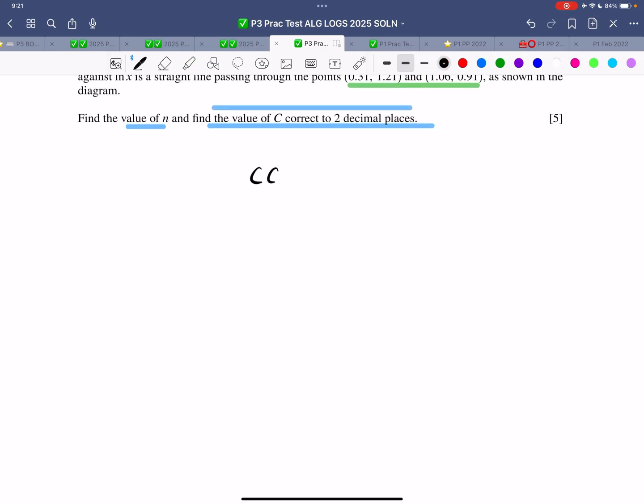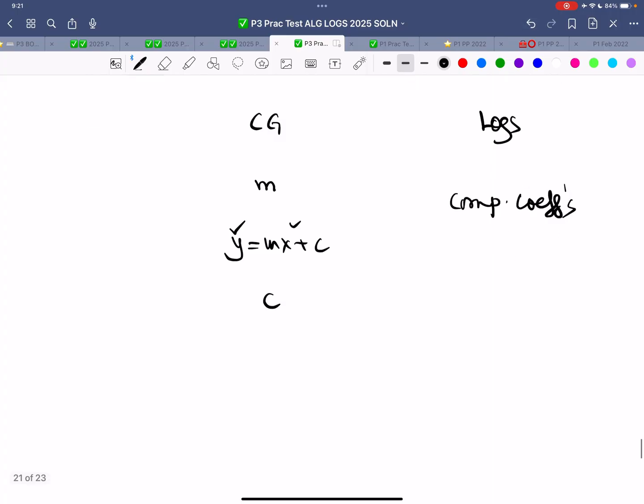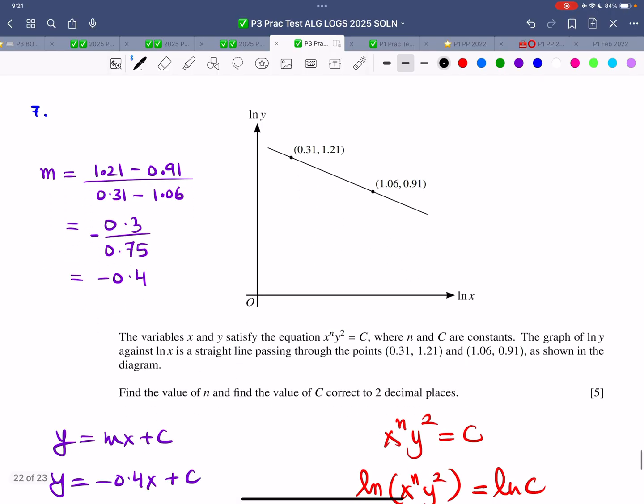It's about coordinate geometry, it's about gradient, it's about y equals mx plus c. Plug in x and y, find c. And then it's about logs, and then it's about comparing coefficients. I think I missed the c. Comparing coefficients. All good?